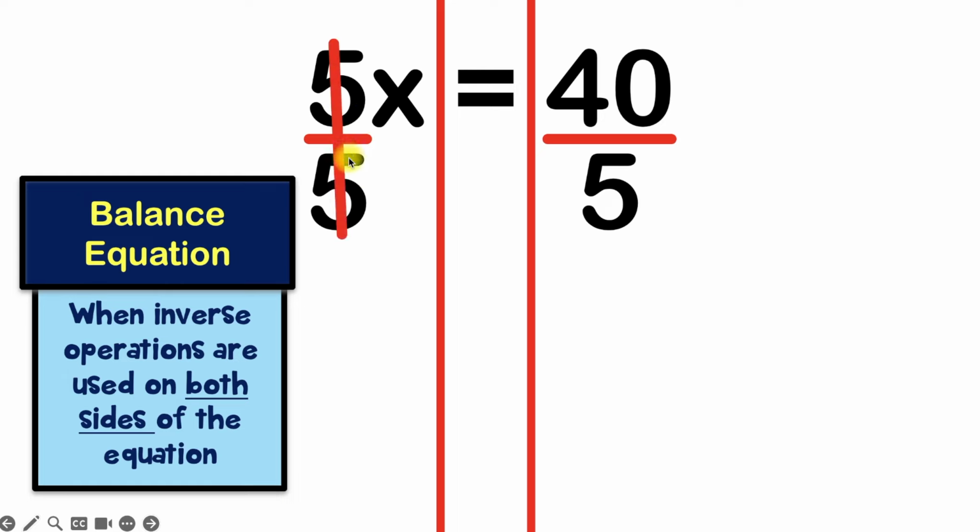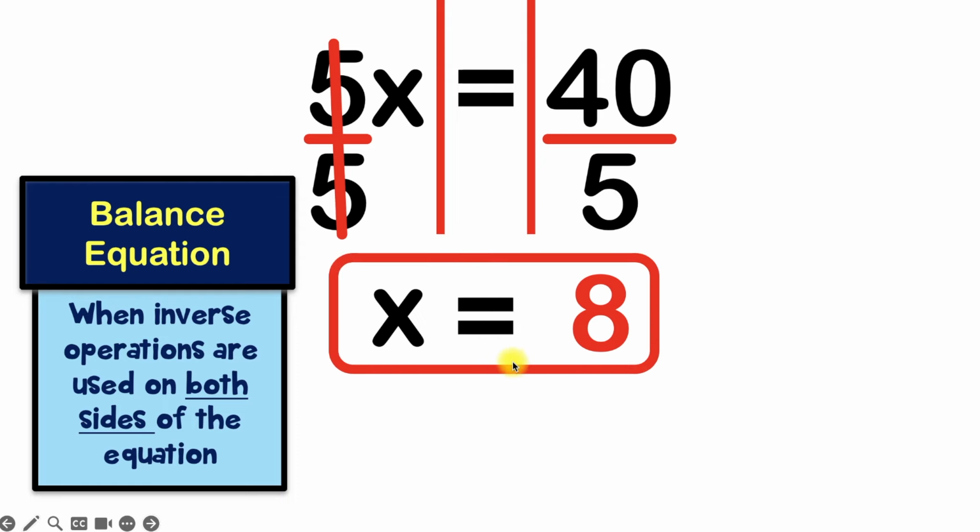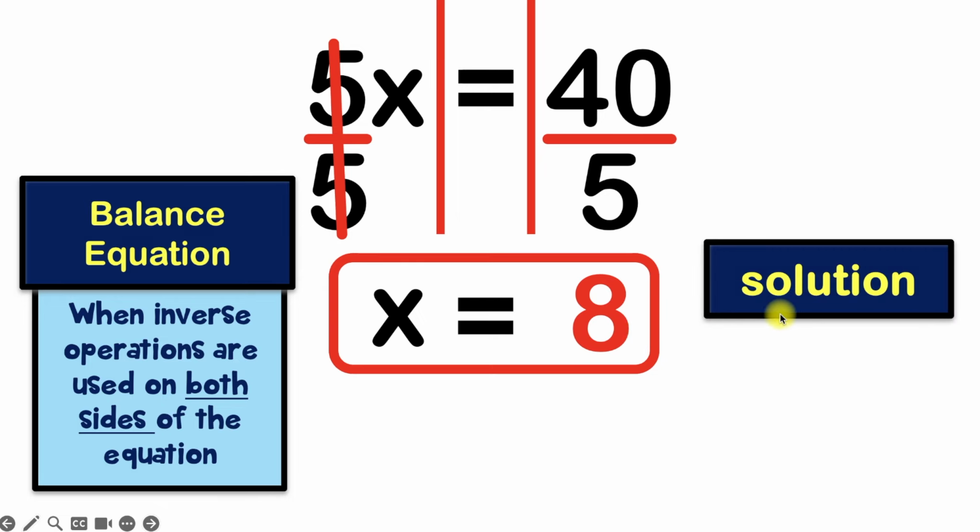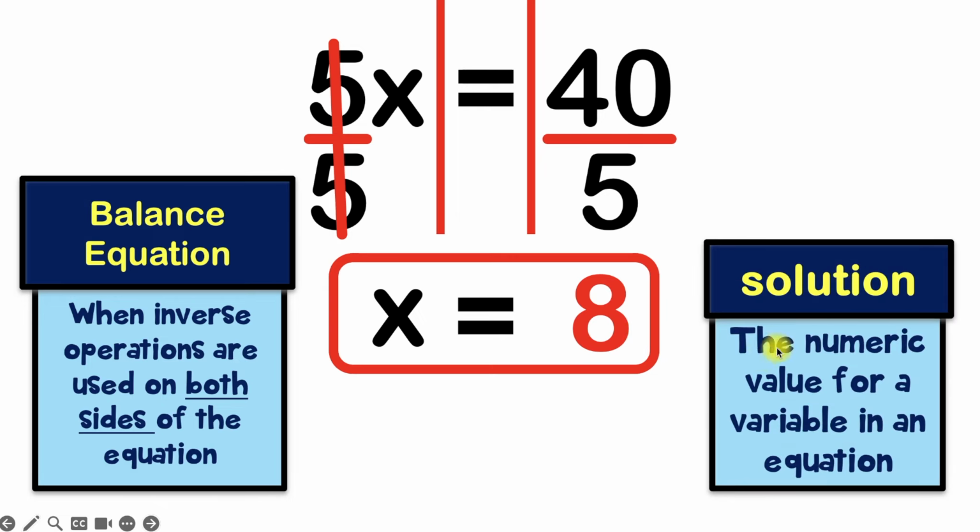That just cancels out. This means x is by itself. So now we can bring it down. We'll bring down our equal sign, and then we'll just do 40 divided by 5, which equals 8. So our answer is x equals 8. And the technical term for that is solution. The solution is just when you have a numeric value for the variable in the equation, where one side is just the variable and the other side is just a value.